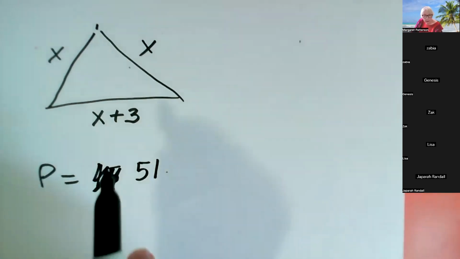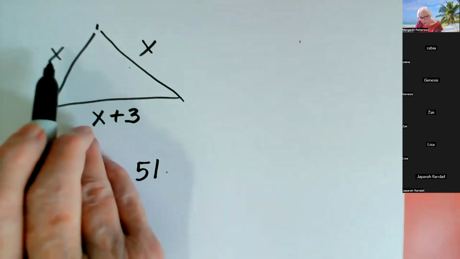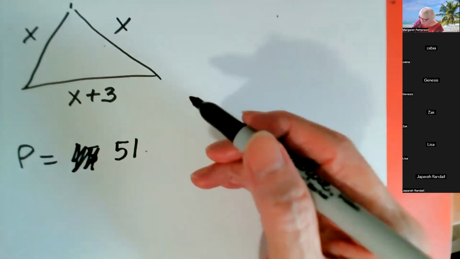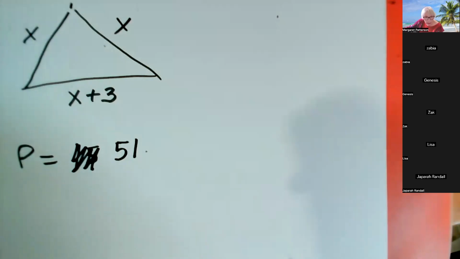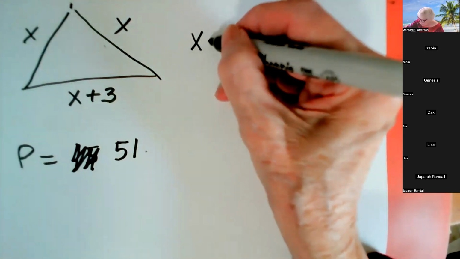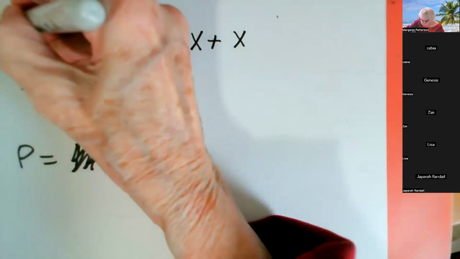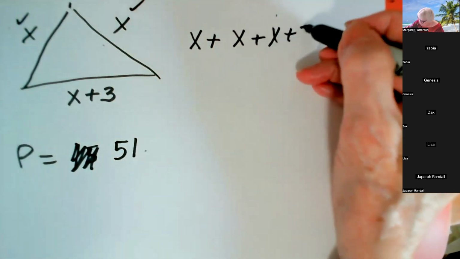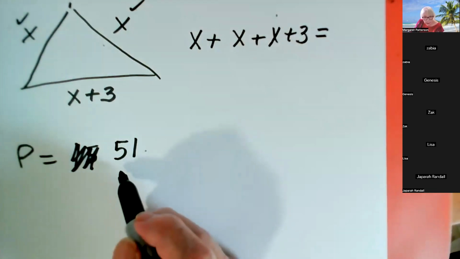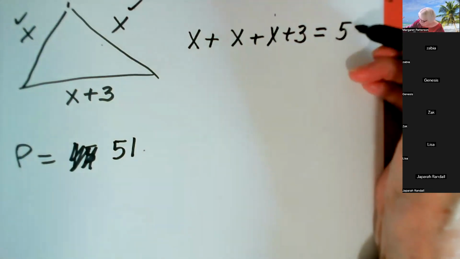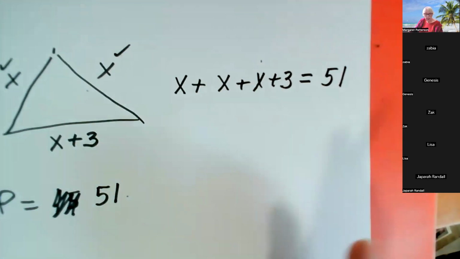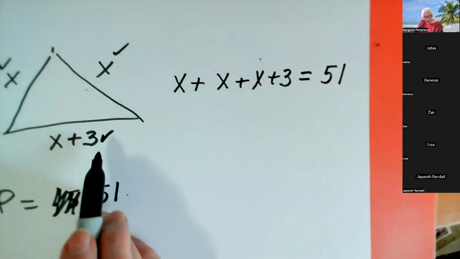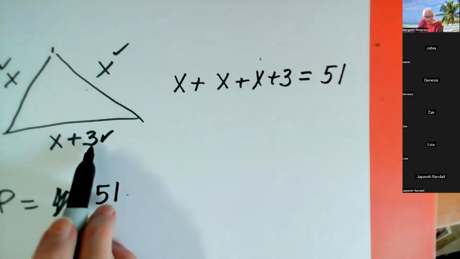So it's this number. This is a number, even though you think it's a letter. So to do perimeter, just like the one we did when we had the numbers, you would have X, and then another X, and then an X plus 3, and all of that together is supposed to equal 51. So really, all we did was march around and write down what they have.